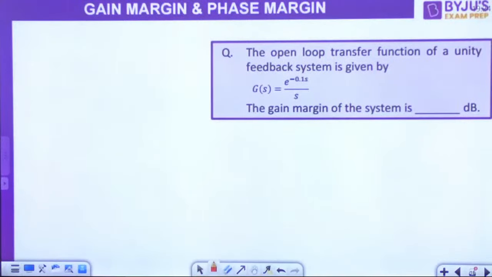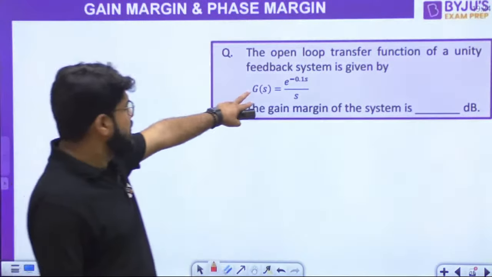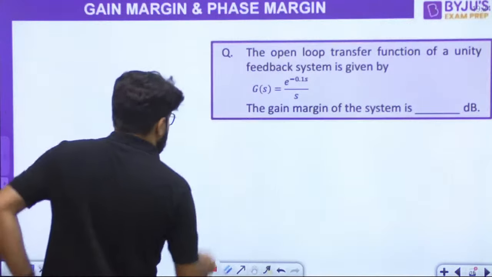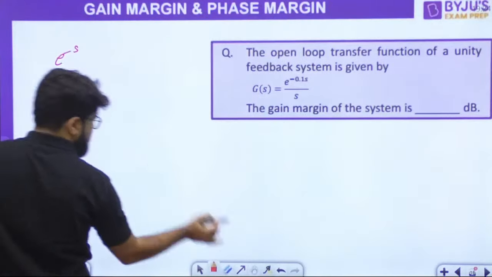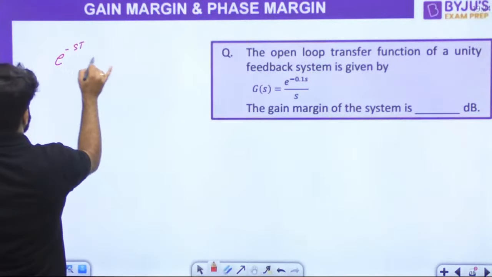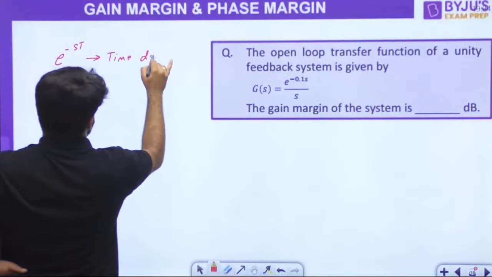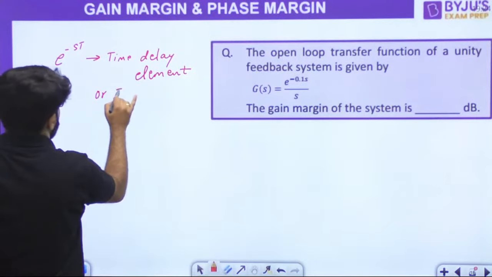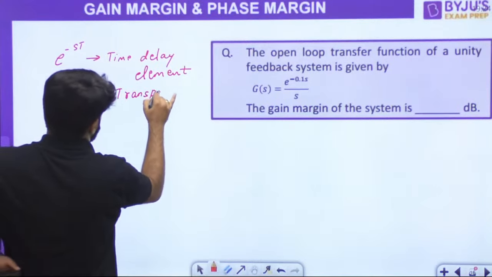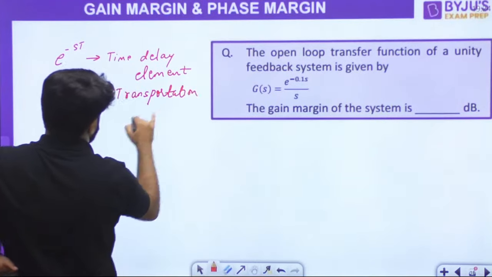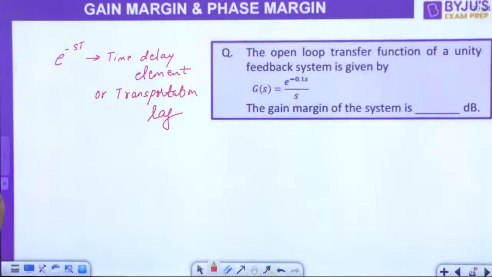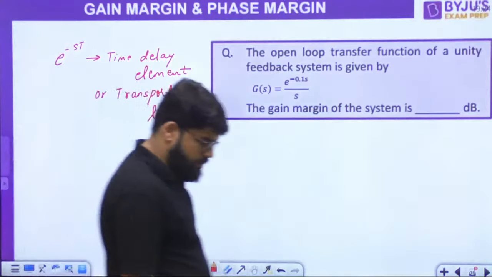The open loop transfer function of a system is given to you with the exponential term, the transportation lag term, the time delay element. We all know what e power minus st is. It is known as the time delay element, or a transportation lag term. What is the gain margin of this system?